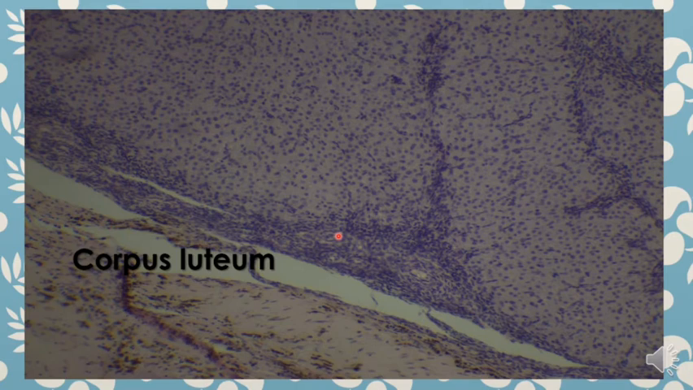This is called the theca lutein cells. Dark staining, you can see dark staining located surrounding and at the periphery of the folds of the granulosa lutein cells. This is called theca lutein cells.